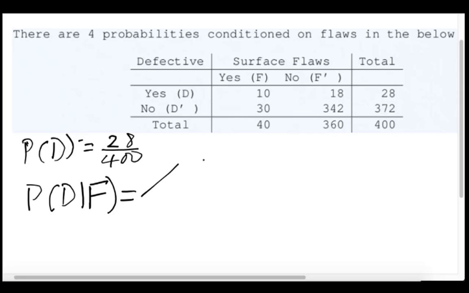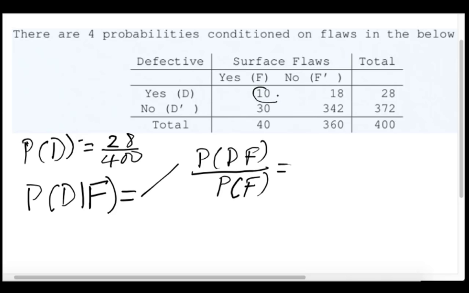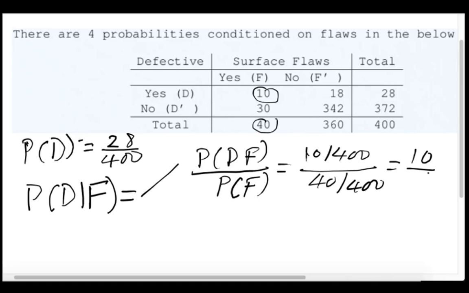By the definition, it is in fact the probability of D, F, the intersection, divided by the probability of F. And the probability of DF is 10 over 400 divided by the probability of F, so you get 40 over 400, and if you simplify the fraction, you get 10 over 40.